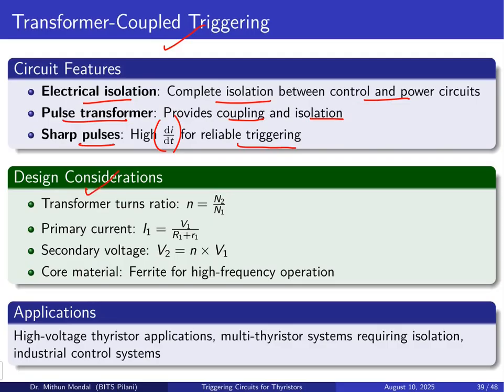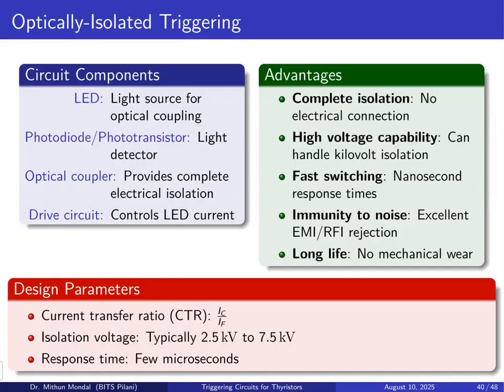For the design consideration, you require the transformer turns ratio, which is given by the number of turns in the secondary by the number of turns in the primary, N2 by N1, and the primary current and the secondary voltage can be computed very easily with the fundamental equations I1 and V2. For the core material, you can use ferrite for high frequency operation. Applications include high voltage thyristor applications, multi thyristor systems requiring isolation, and industrial control systems. Now, this is another type of triggering method, which is optically isolated triggering.